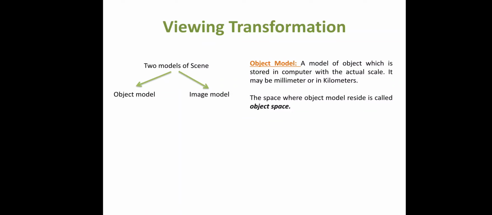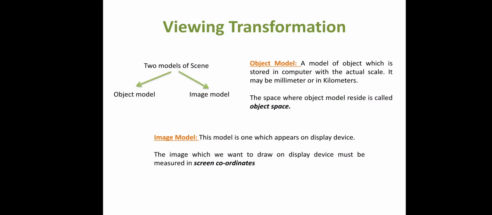Its name itself indicates that whatever object we have, the original scale is taken to display that object in a computer, and that is nothing but the object model. The space where the object model resides is called object space. So, where we are storing that object model, that space is called object space.